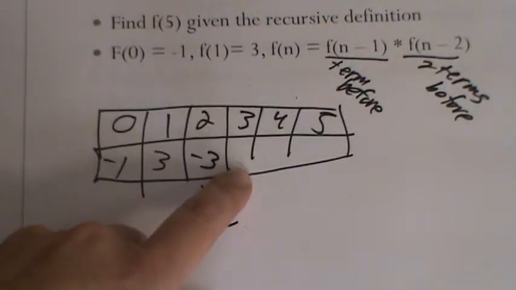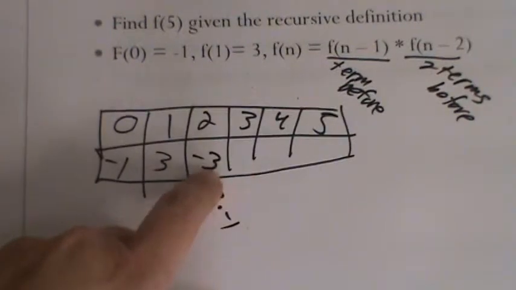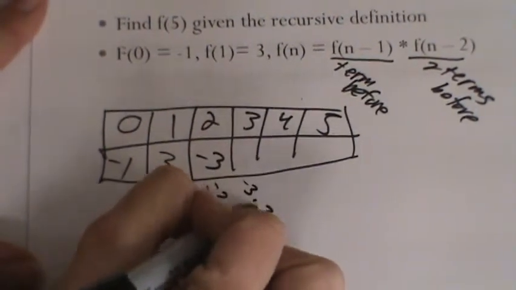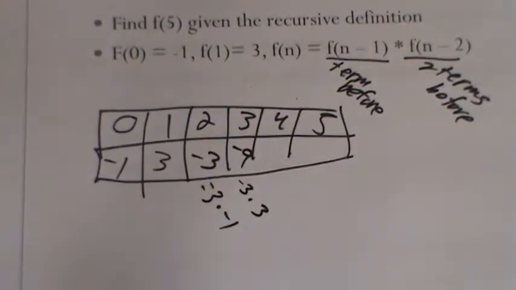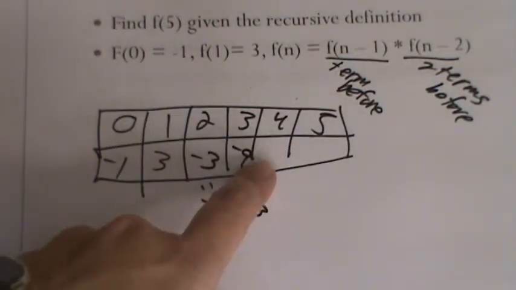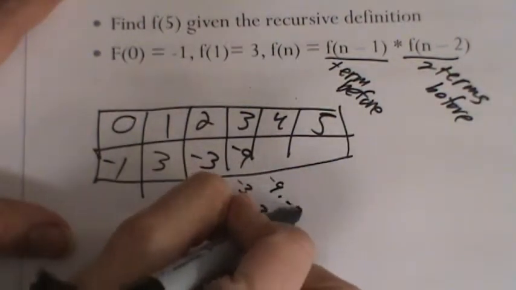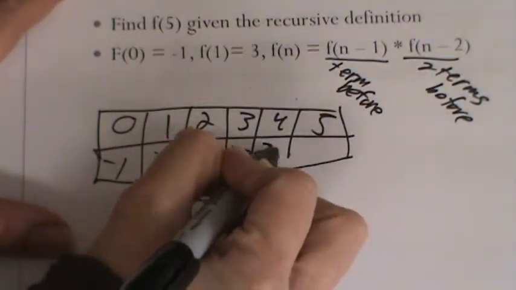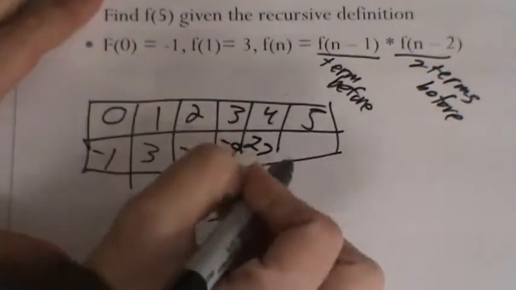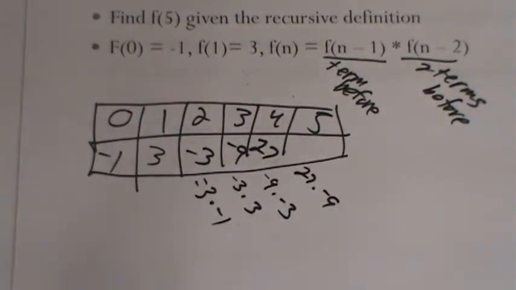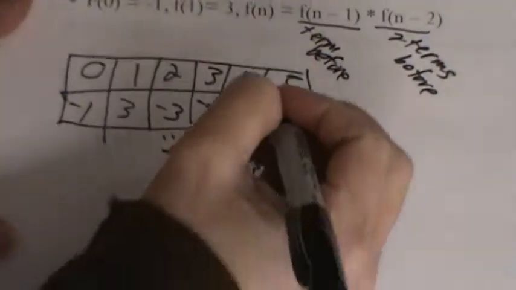Now I've got to get the next one. I'm taking the term before this box and multiplying it to the term before that. So that would give me my negative 3 times 3, which would give me negative 9. Then to get this one, I take the 2 terms before that and multiply. So now negative 9 times negative 3, which would give me a 27. And then the last one, I need to take 27 times negative 9, which would give me a negative 243.